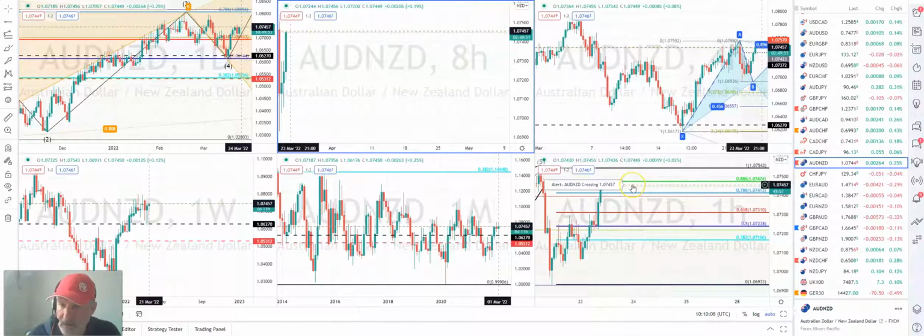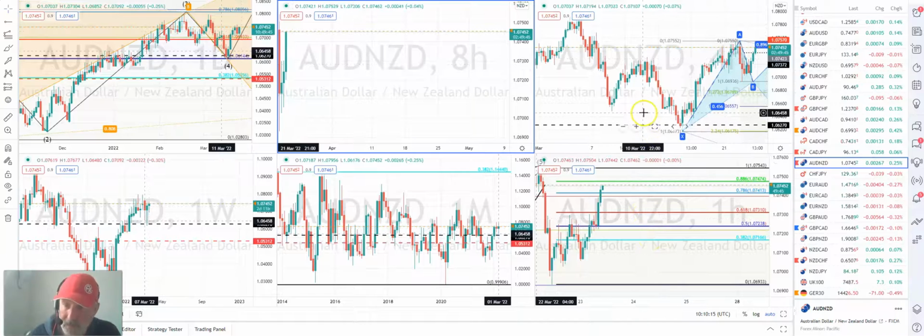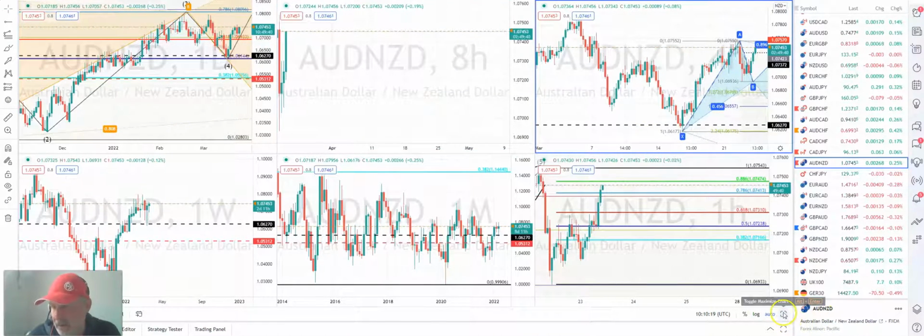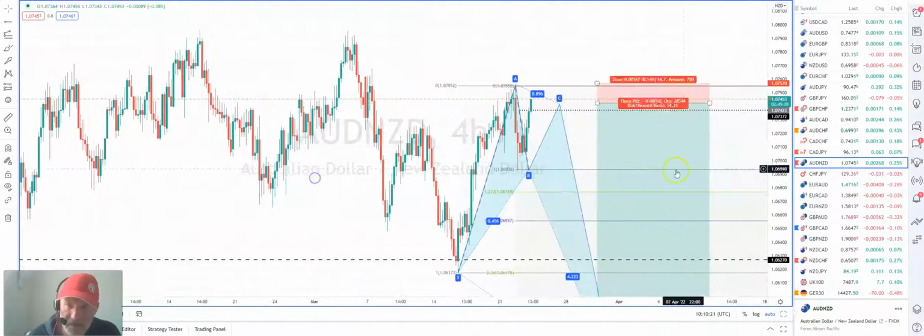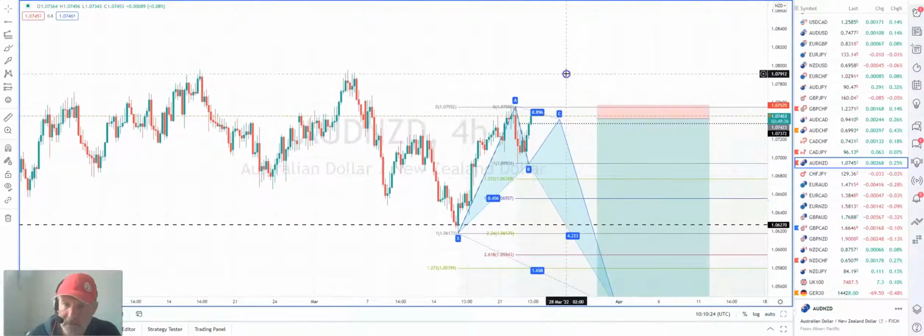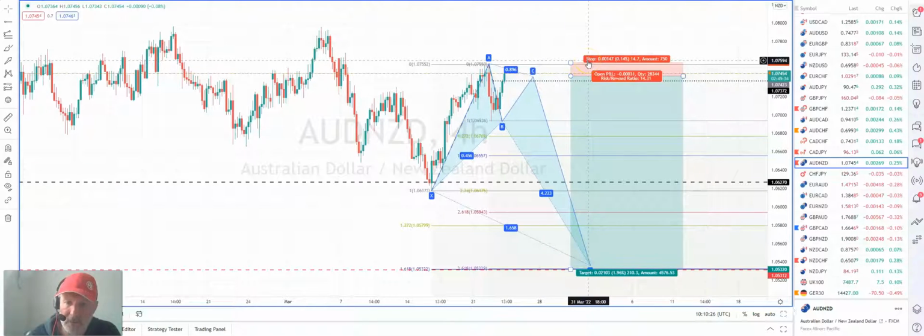This dotted line is the prime short entry, which is 107.45. It was actually 107.43 is the prime short entry, but like we said in the Telegram chat, this has the potential to move to the downside with a tight stop. It's a 14-to-1 risk reward.